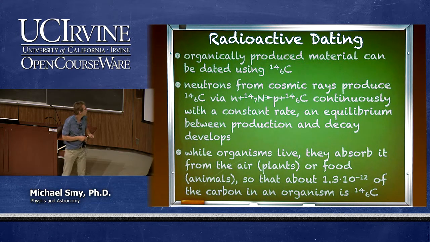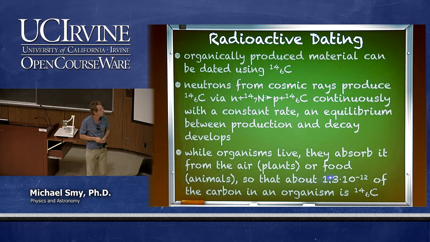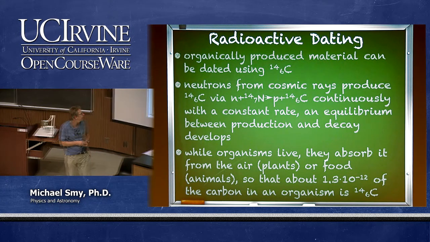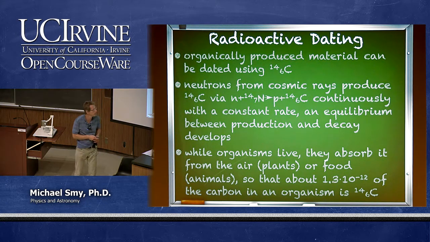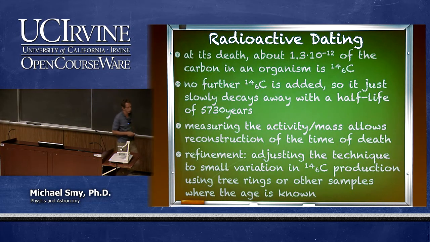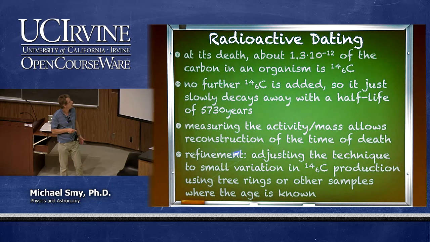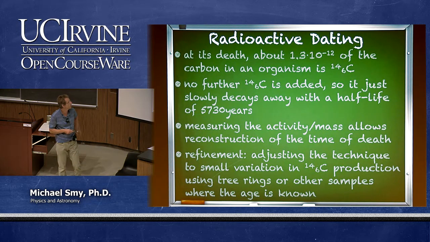the same time. So while the organism lives, they absorb it either by photosynthesis for plants or by food for anything else, so that about 1.3 times 10 to the minus 12 of the carbon nuclei in an organism is actually carbon-14. So that means that at the time of death of the organism, that is the activity, which we then use as initial activity. Since no further carbon-14 is added, that's then just a pure exponential decay, and we measure the activity per mass to allow the reconstruction of the time of death.